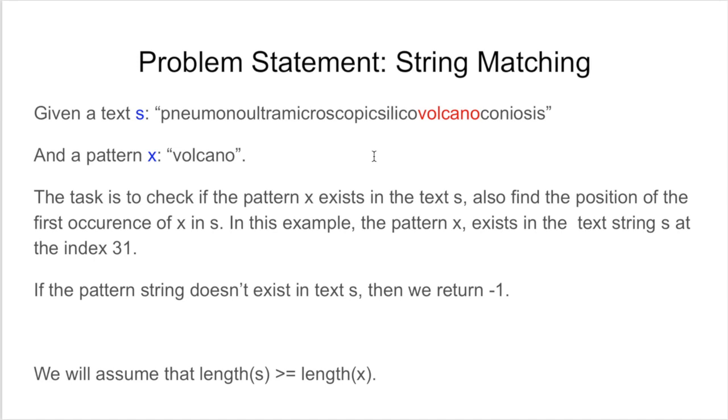For example, given a text S and given a pattern X, which is volcano, it is occurring on the 31st index. So for this example, we'll be returning 31. For all our problems in future, we'll be assuming that the length of the text will always be greater than the length of the pattern.